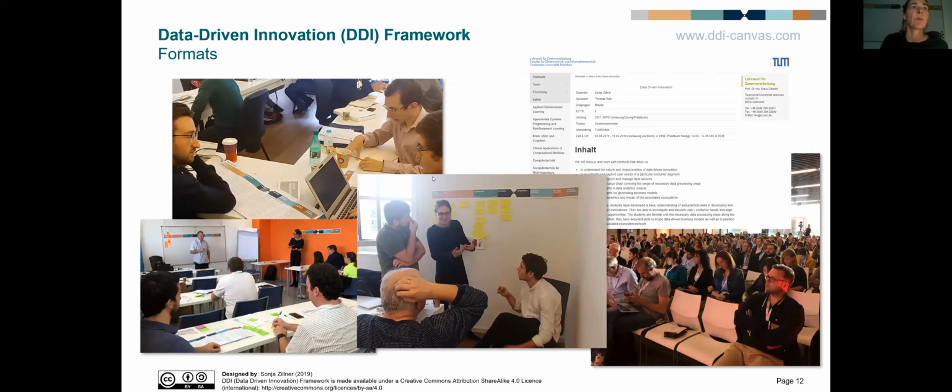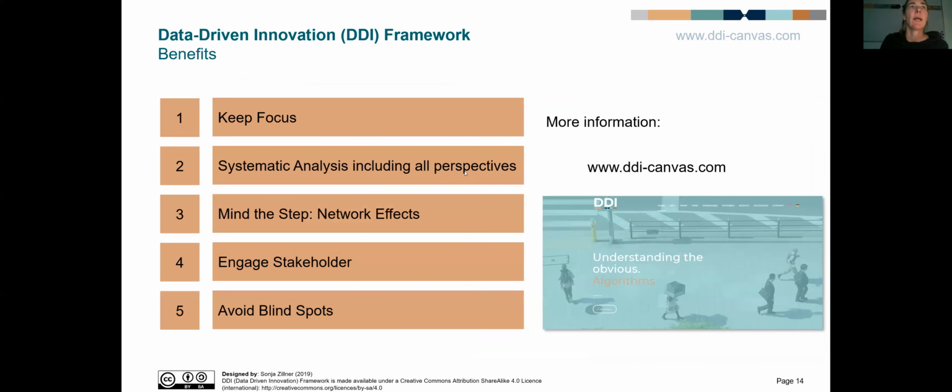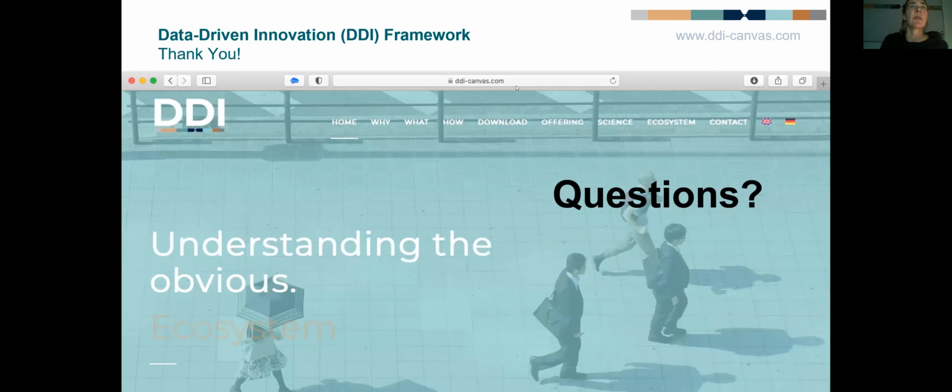And here are the examples and what I wanted to share with you. Here are some workshop experiences, what we are doing. And this is the website, DDI-Canvas.com, where you can go and find all the materials. So basically why we are doing it, what and how. I could also go to the website, I have not prepared.